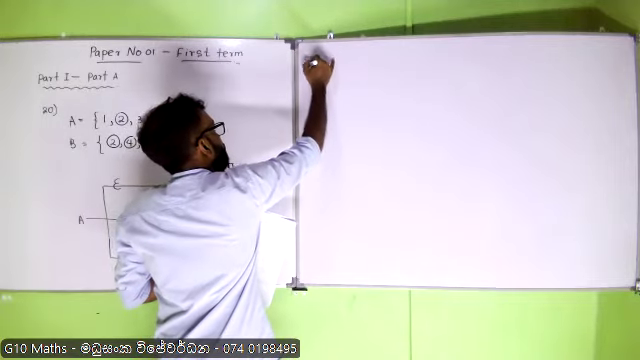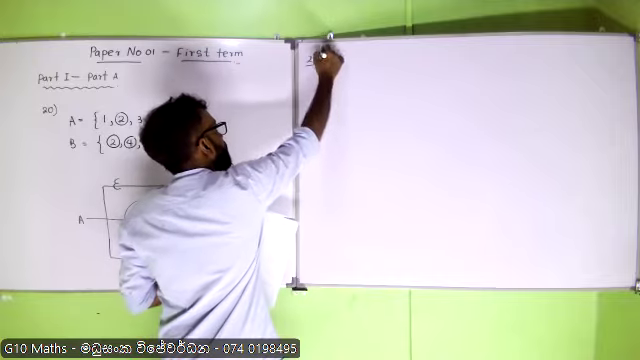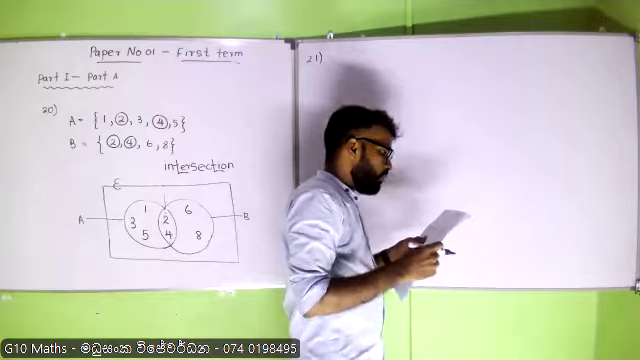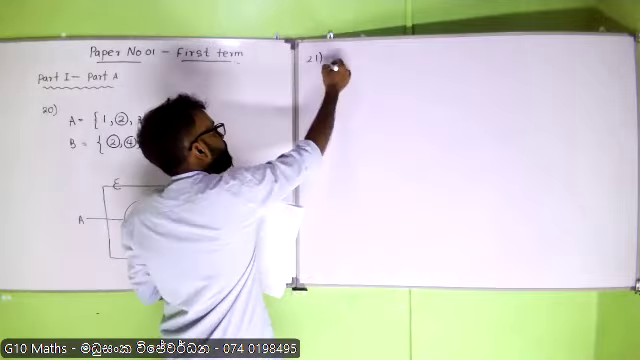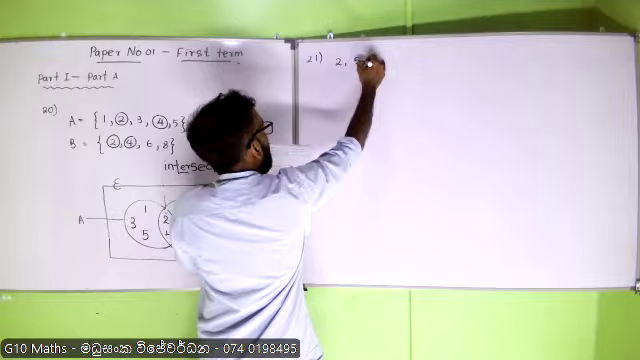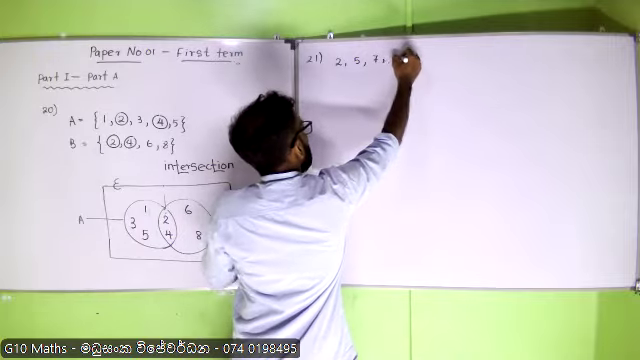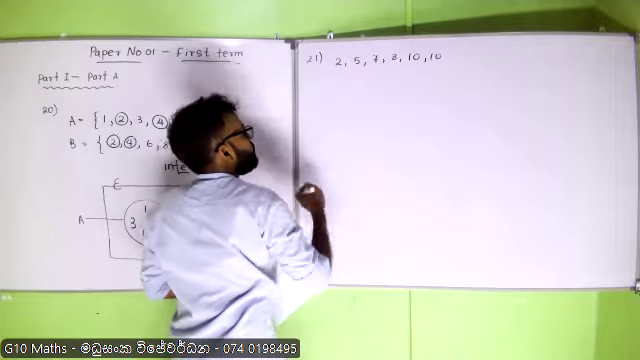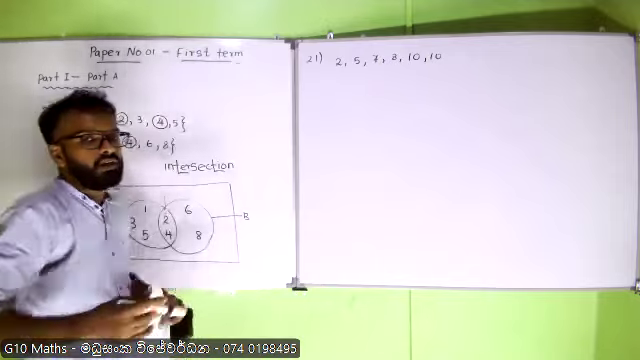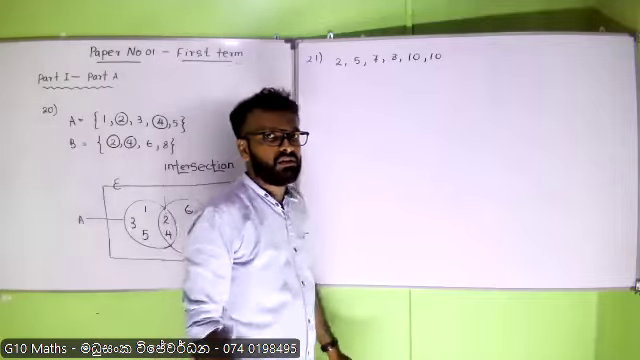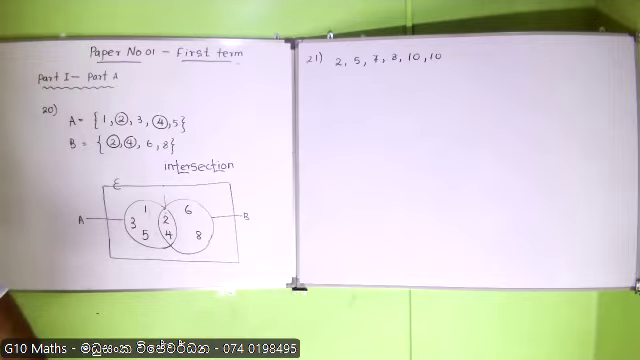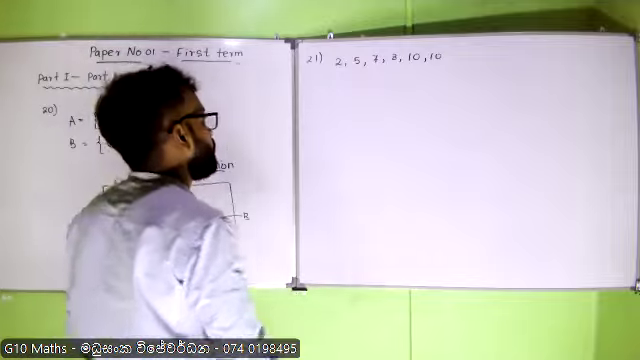21st. Find the mean of the group of numbers 2, 5, 7, 8, 10, 10. Here, if you want to find the mean, there is no need to arrange the data in ascending or descending order. No need to do that kind of thing.